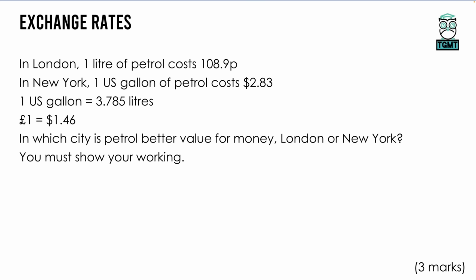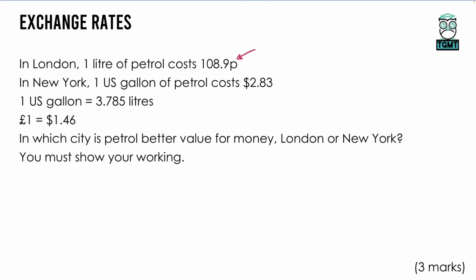In New York, 1 US gallon of petrol costs $2.83. It then gives us the conversion from gallons to litres and the conversion from pounds to dollars. It says in which city is the petrol better value for money. Now, in this type of situation, we need both of these to be in the same units and in the same currency. So I'm going to start by converting the currency and having a look at London.